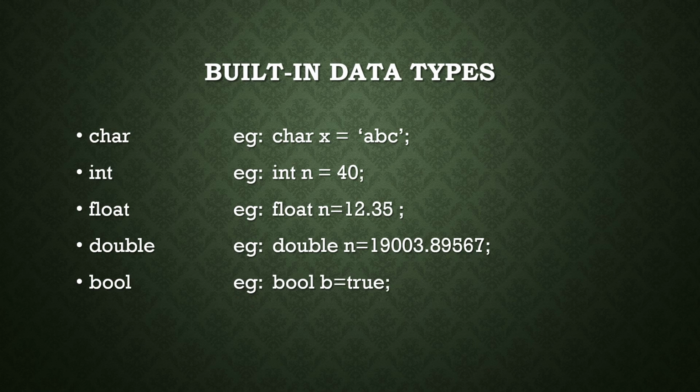Then last one is your bool data type. It is the keyword for boolean. Boolean means it is used to represent a single true or false value. A boolean value can have only one of these two values, either true or false. So if you want to give any true or false value, then you have to take bool as the data type. For example, bool b is equal to true, or bool b is equal to false, or bool c is equal to true, like that.